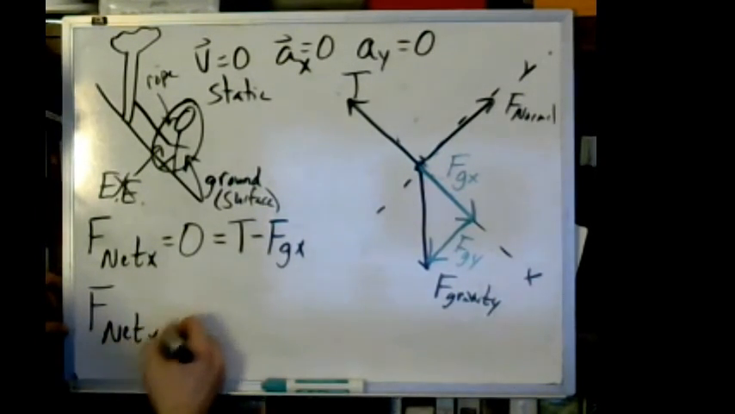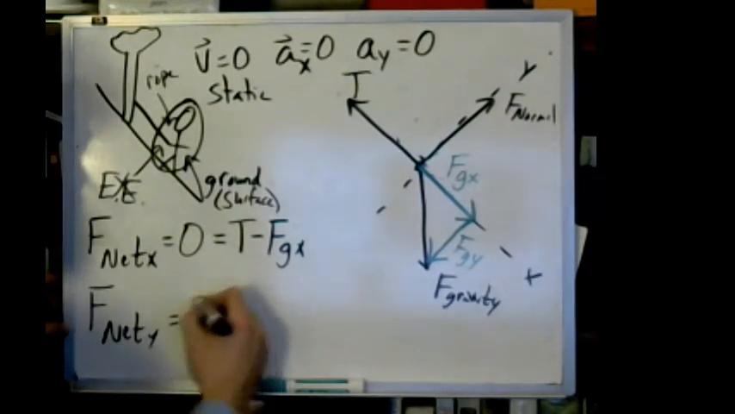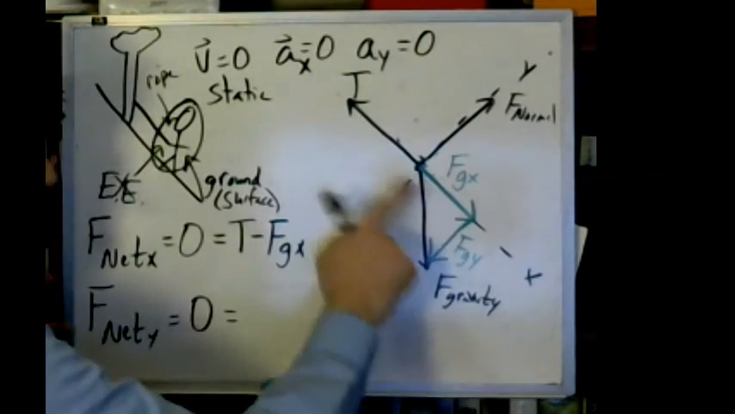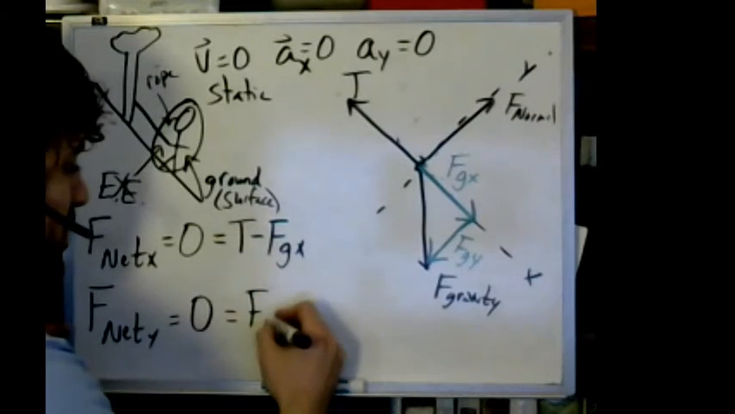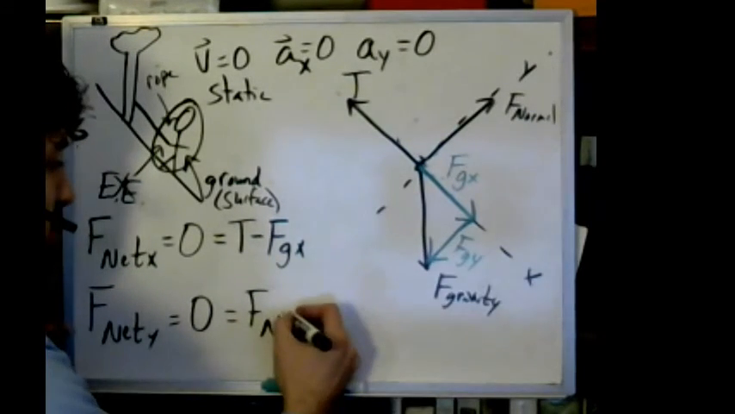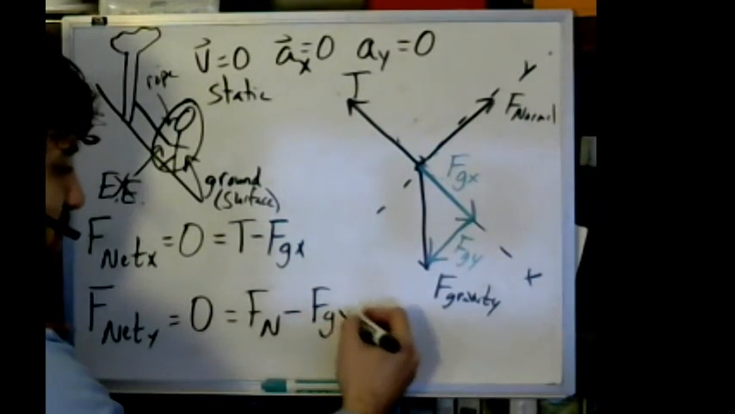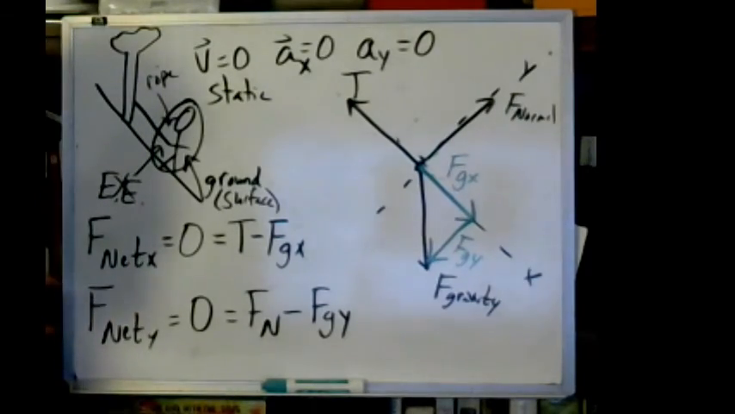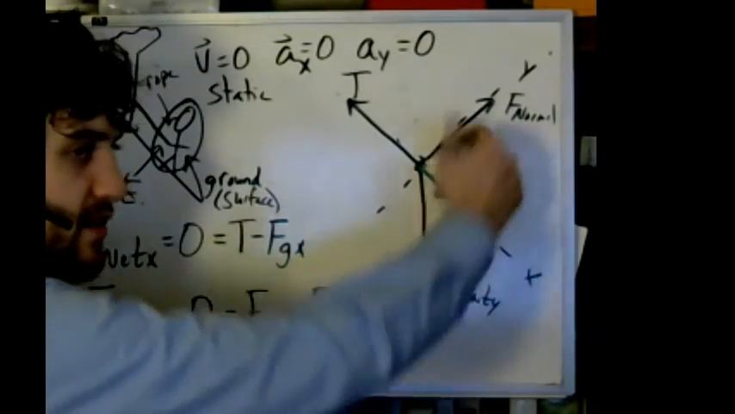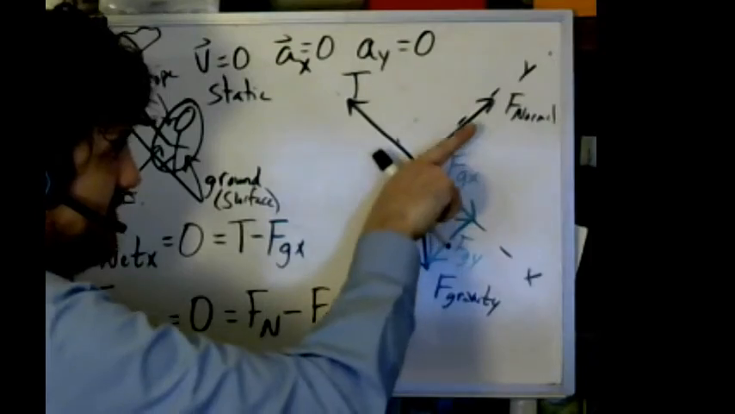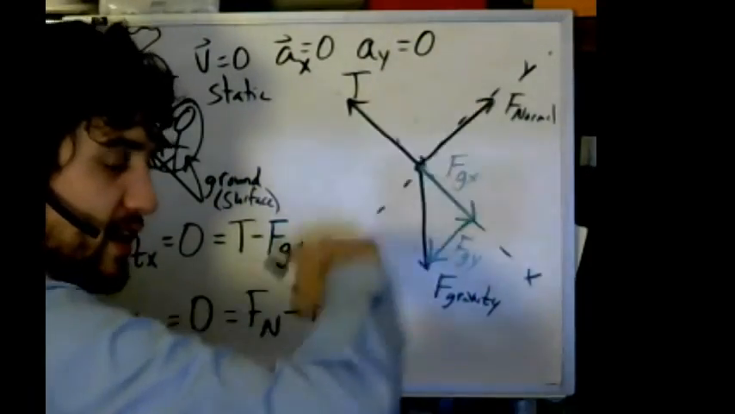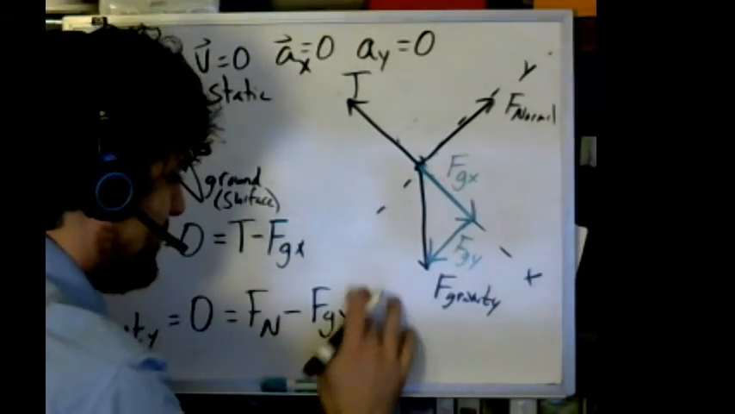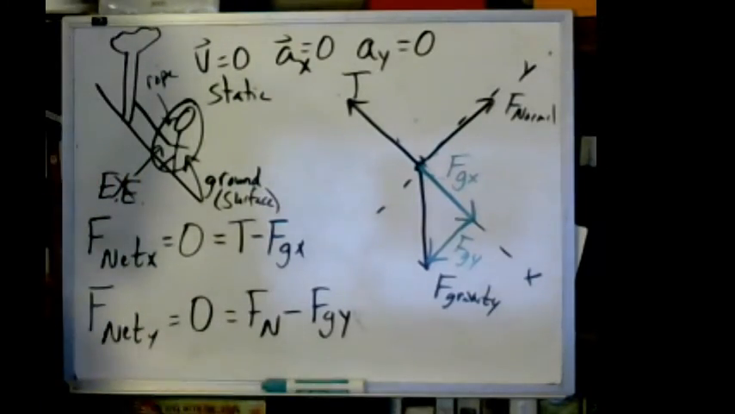Net force in the y direction. We know that this is also equal to 0. We have the normal force up off of the hill minus F_GY down into the hill. This is gravity pushing the thing into the hill. This is the hill pushing the thing up off. That's equal to 0. There are no other possible forces in that direction.